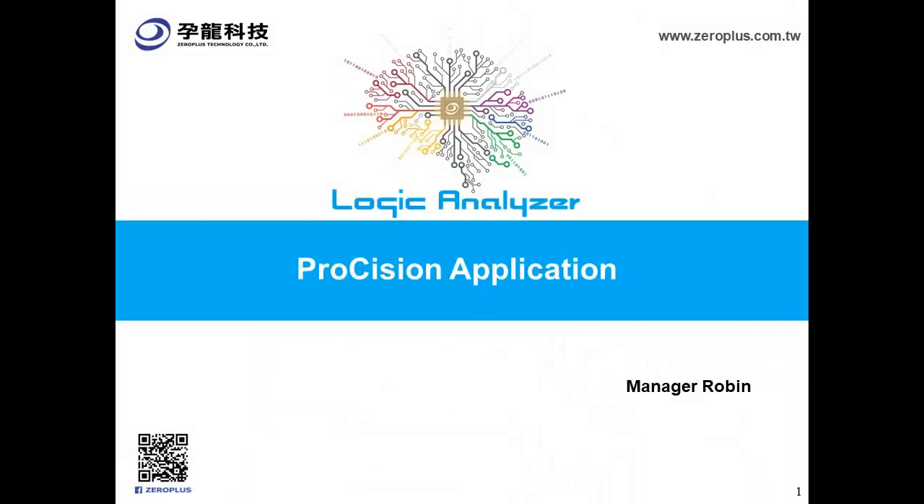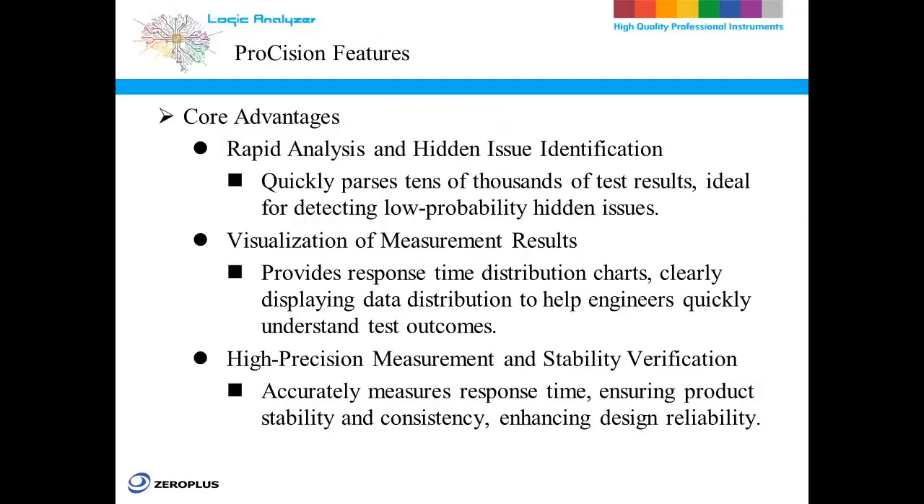Today, we're going to introduce the ProCision instrument. ProCision is honestly an amazing tool. One of its standout features is how it can quickly analyze and pinpoint those hidden issues that are usually tough to spot. It can dig through tens of thousands of test results and zero in on those rare but critical anomalies super fast. This makes it especially great for development stages where quality is a top priority.